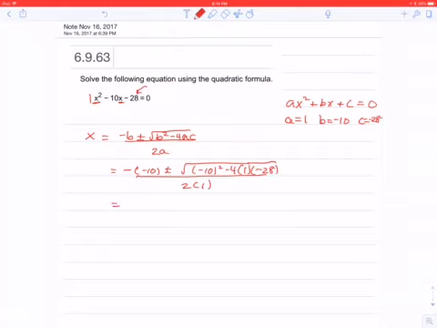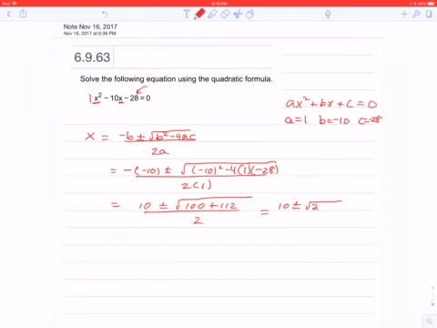So when I simplify this, minus a negative 10 is 10, plus or minus a negative 10 squared. That's negative 10 times negative 10, which is a positive 100. Now, negative 4 times 1 times a negative 28 is going to be a positive 112, all over 2. So I get 10 plus or minus the square root of 212 all over 2.